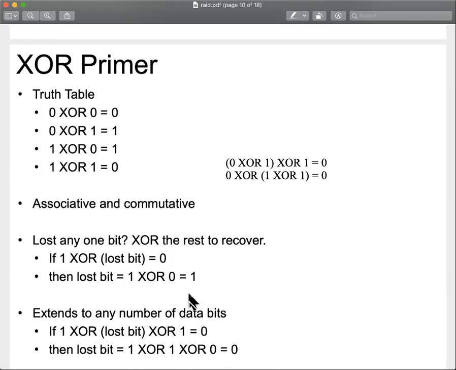So now, if any one of these bits of information is lost, then because of the associativity and commutativity properties, we can recompute the lost bit by simply doing an XOR of the remaining pieces of data.